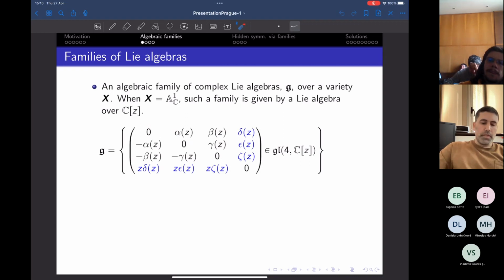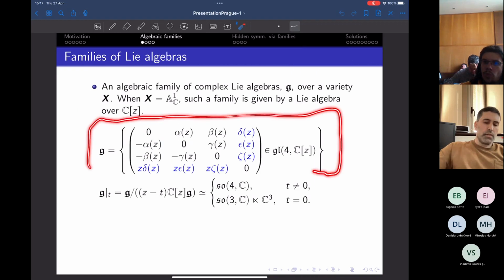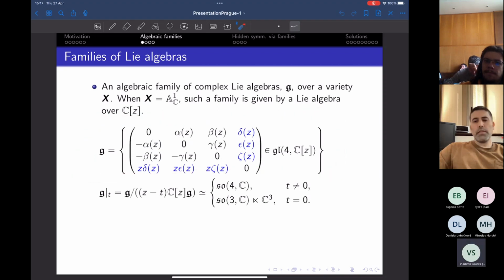Why am I calling it a family? Because if you have such a Lie algebra over C of Z, you can take fibers. You can choose a complex number T. This complex number T gives you an ideal in this polynomial ring. It gives you a submodule of G, and you look at the quotient, and the quotient is a complex Lie algebra. And in this specific case, it comes in two flavors.